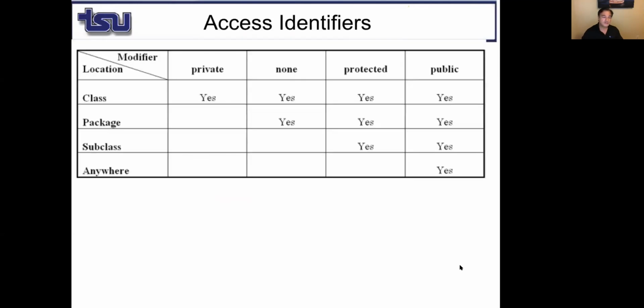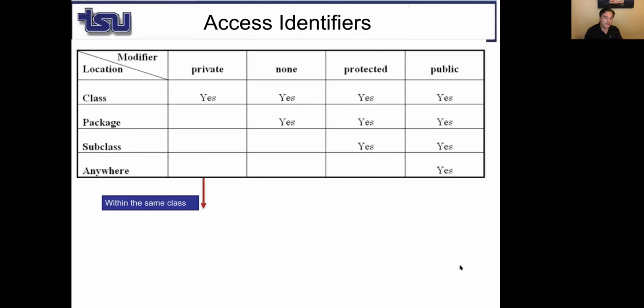Let's not forget this. Now it is time to talk about access identifiers. Now we know what a package is. We know what a subclass is. Now we can have full understanding of access identifiers. We have private, none, protected, and public. These are the access identifiers.